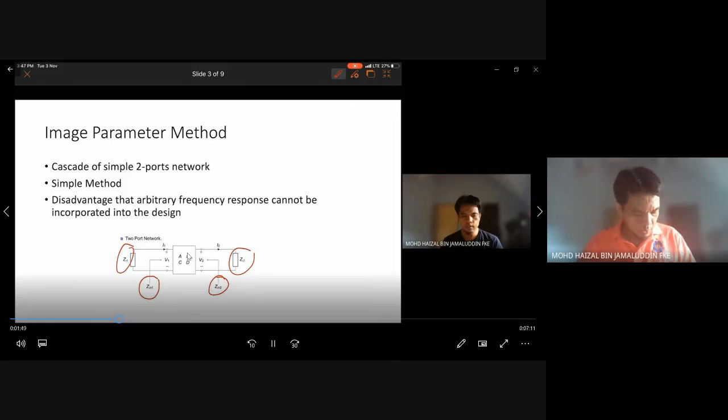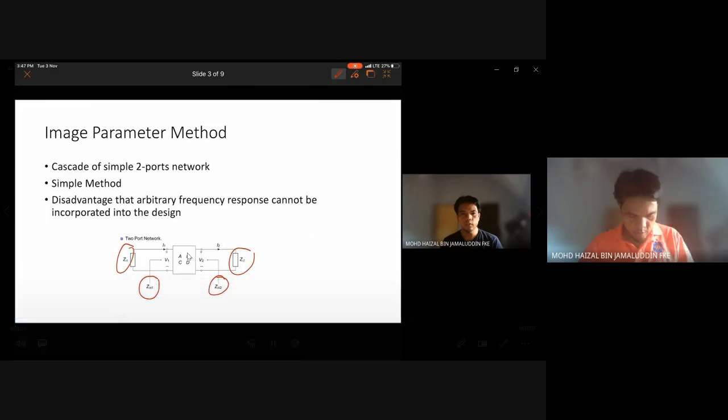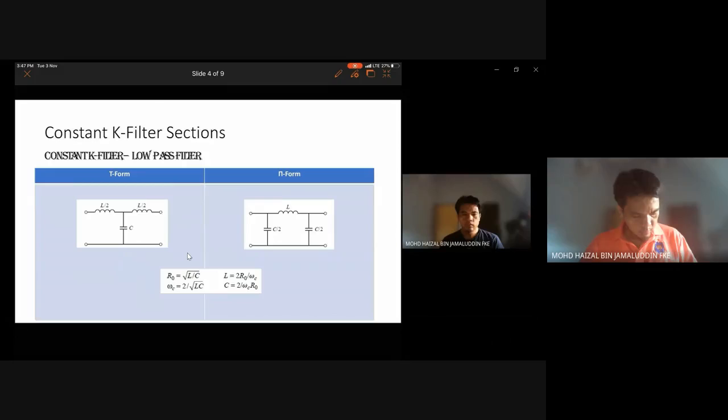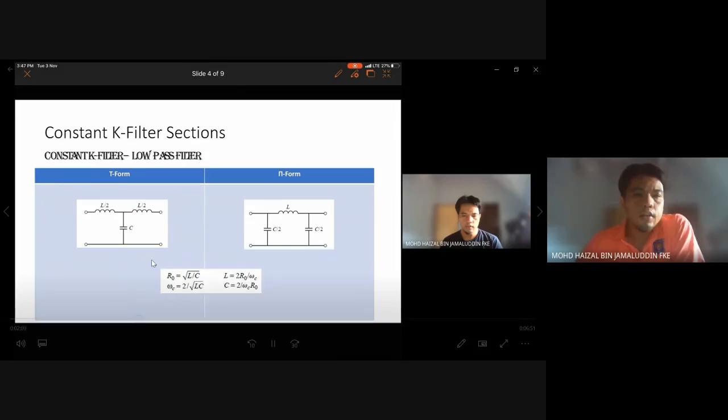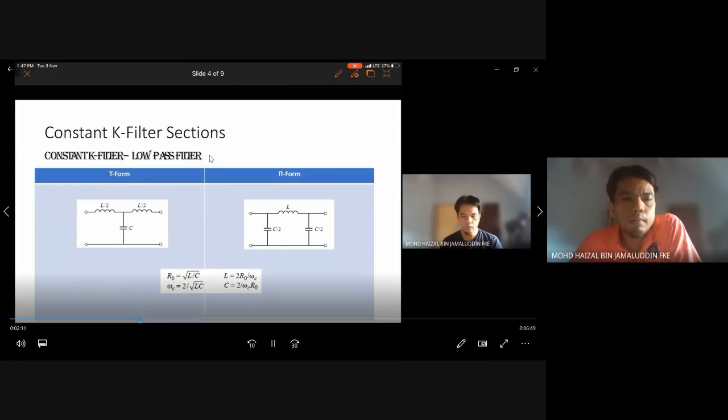Not the other one, which is better, but it's a bit complex. So another one is called the loss method. Okay, using the constant K filter, basically we have the T form and pi form.